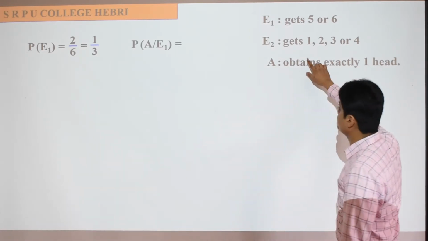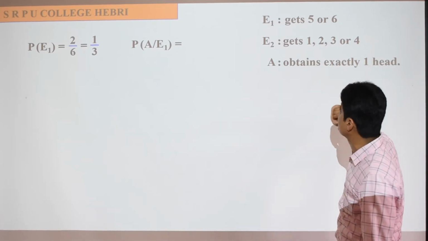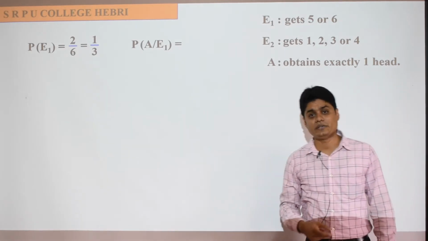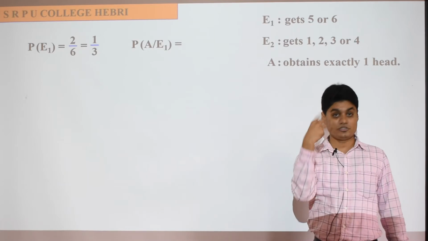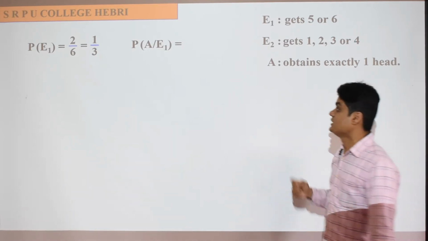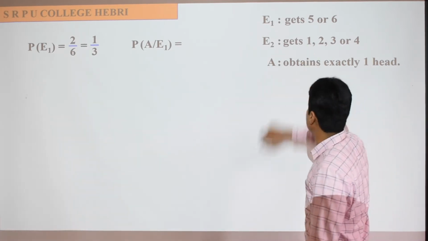What is the probability of A given E1? Probability of A, obtaining exactly one head, when she gets 5 or 6. If she gets 5 or 6 on the die, what will she do? Actually what she did was tossing a coin 3 times and noting down the number of heads. So what is the probability of A given E1, obtaining exactly one head when she gets 5 or 6?